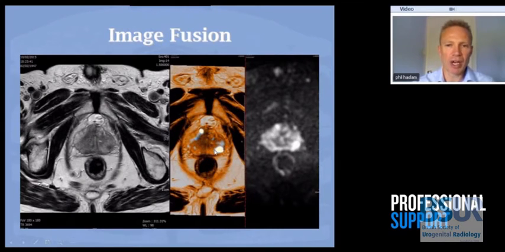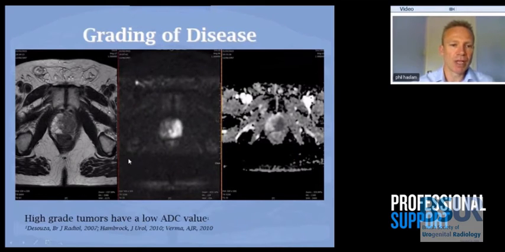And this is actually a very useful way to correlate the two images unless you put them side by side. So can we give a grade of disease? Can we estimate the grade from diffusion weighted imaging? Well, there are several papers that show you can.